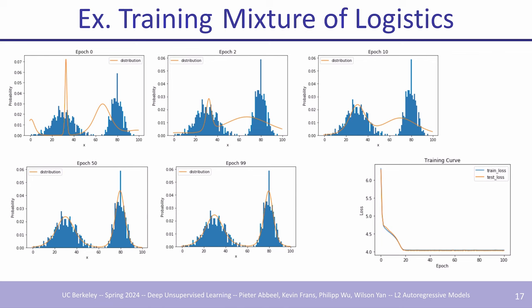It's a mixture of two logistics in this case. Initially, or is it three logistics? Maybe even four. Initially, it's not a great fit. But then over time, it starts fitting the data quite well. And you can see in the loss here that indeed the loss is getting better and better over time.